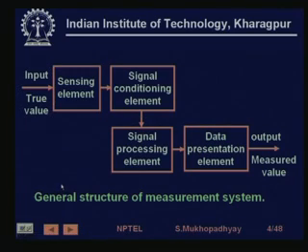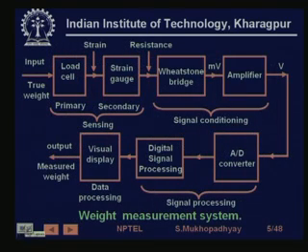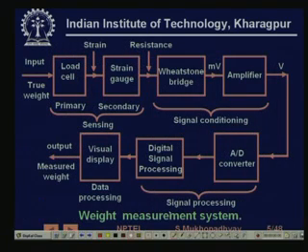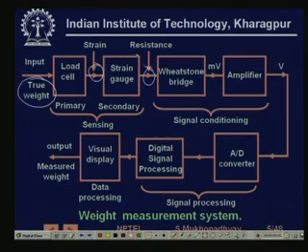For example, here is a weight measurement system. The input is the true weight, which is sensed by a mechanical member called the load cell, which converts it to strain. That is sensed by another member called a strain gauge, which converts it to a resistance form. We will see all these sensors in our future lessons.